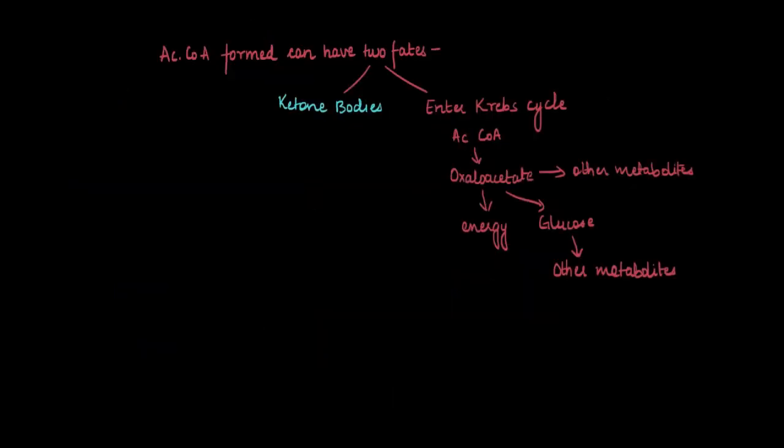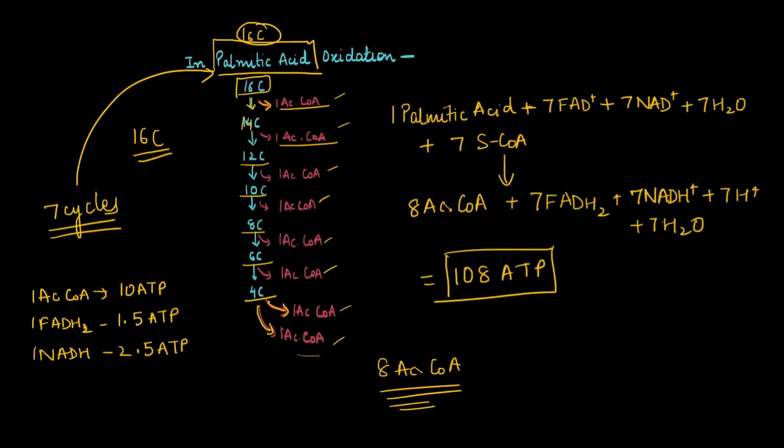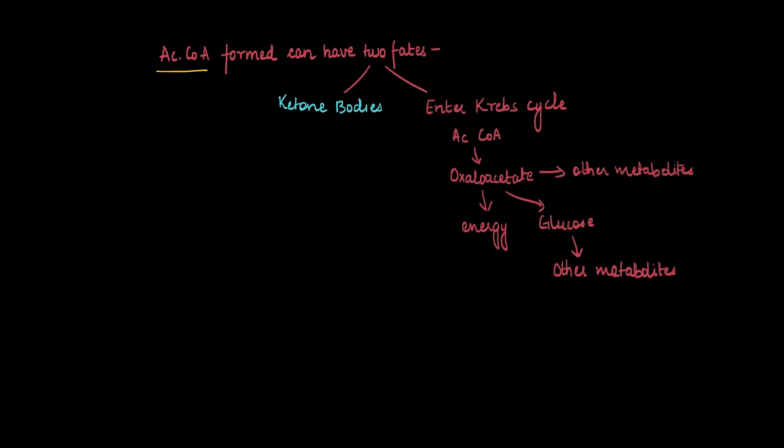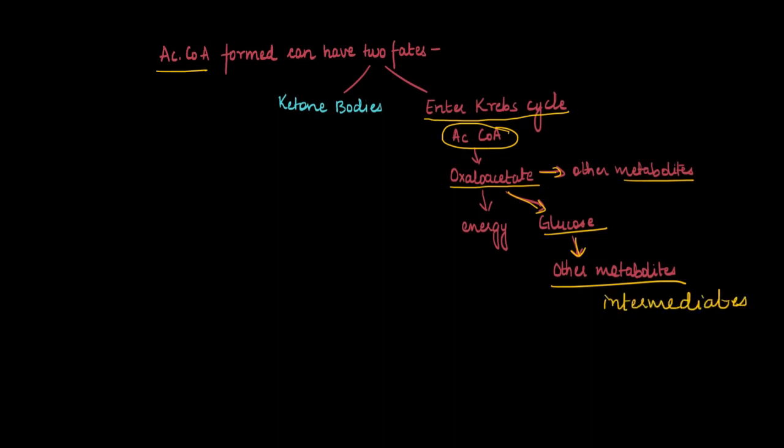Now the acetyl coenzyme A, which is formed as the last product, can have two fates. The first fate is that it can enter the Krebs cycle as acetyl coenzyme A, then convert into oxaloacetate. This oxaloacetate can be converted into other metabolites, or it can be converted into glucose, or glucose can be converted into other metabolites or other intermediates, or oxaloacetate can be broken down for energy. This is the first fate.